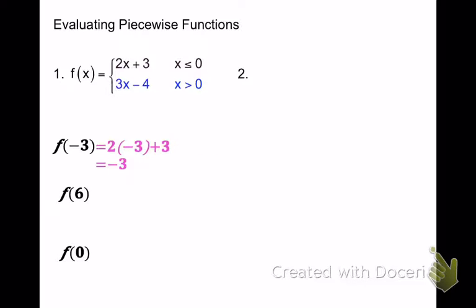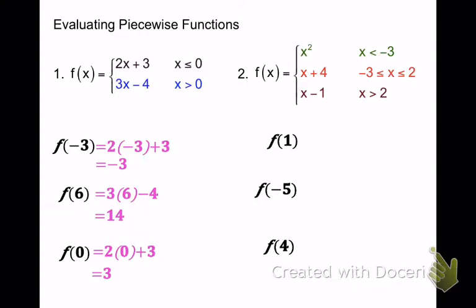All right, for the next one, we're going to decide, is 6 less than 0 or greater than 0? It's greater than 0, so we're going to plug it into the second equation. 3 times 6 is 18, minus 4 is 14. All right, next one, we have 0. Is 0 less than or equal to 0, or is 0 greater than 0? It's less than or equal to 0, so we're going to plug it into the first equation. So 2 times 0 plus 3. 0 plus 3 is 3.